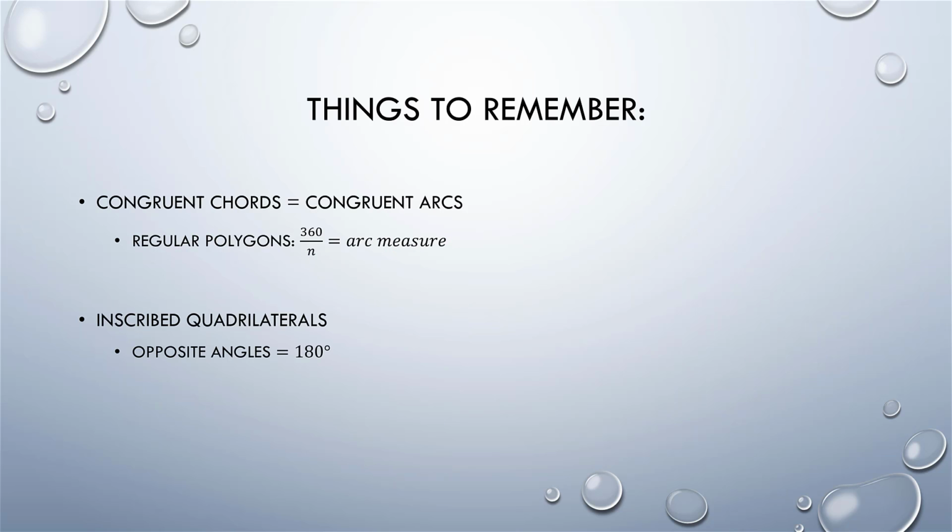So that's all the examples. Let's just wrap a few things together. Congruent chords means congruent arcs, but they have to be inside of congruent circles or the same. Don't forget that. Okay? And this means that with regular polygons, if you take 360 degrees of a circle and divide it by the number of sides, that's going to give you the measure of each of those arcs because you're dividing it by congruent sections. And inscribed quadrilaterals, remember that their opposite angles are going to be supplementary, which means they equal 180. And that's the end of our lesson today.